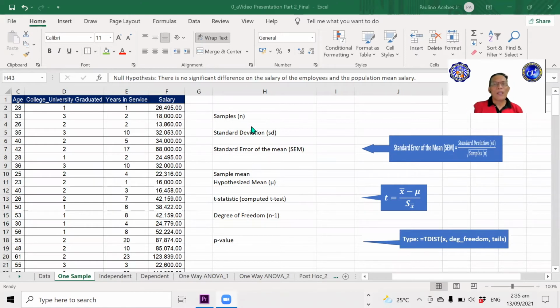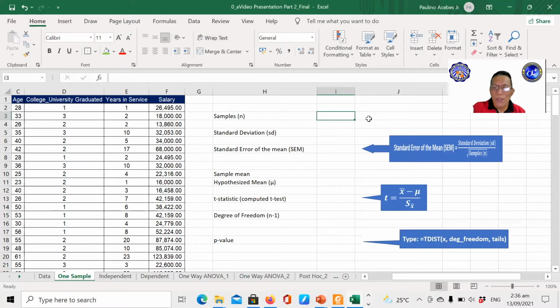Now, there is information here that is needed in computing our one sample t-test. This is the setback of the one sample t-test, because we don't have a default formula in Microsoft Excel. So we are going to do this one by one according to the formulas that we have for the t-test.